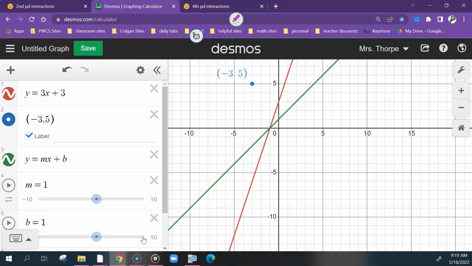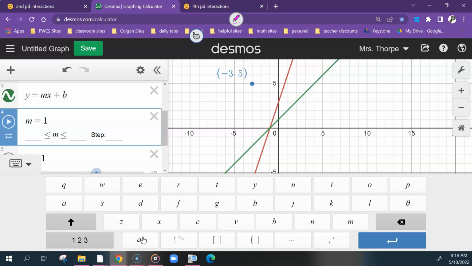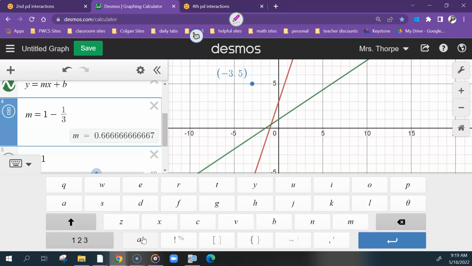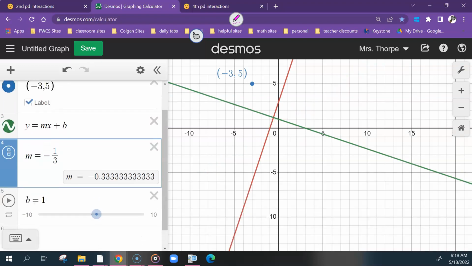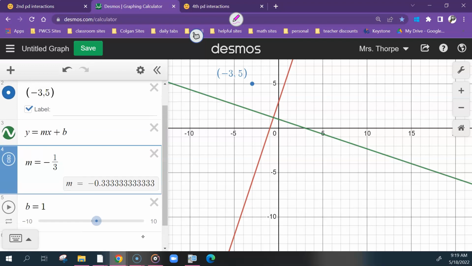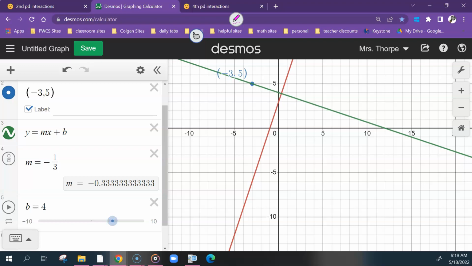If this is perpendicular, or we want to find the equation that's perpendicular, what would the slope be? Negative 1/3. So in your m, I can go in and type negative 1/3. And then move the y-intercept until it goes through that point. Make sure it's a whole number. So your equation would be y equals negative 1/3 x plus 4.